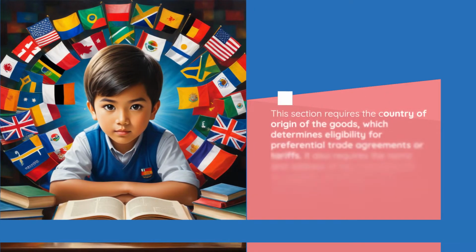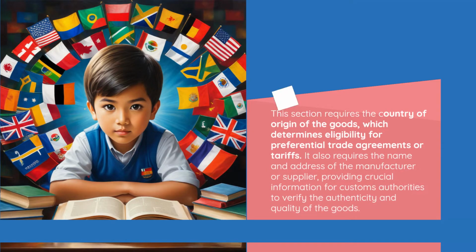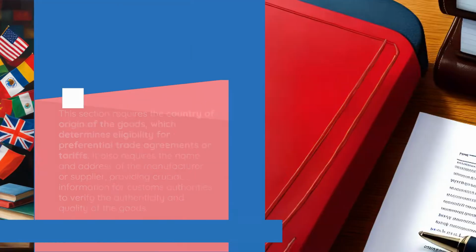This section requires the country of origin of the goods, which determines eligibility for preferential trade agreements or tariffs. It also requires the name and address of the manufacturer or supplier, providing crucial information for customs authorities to verify the authenticity and quality of the goods.